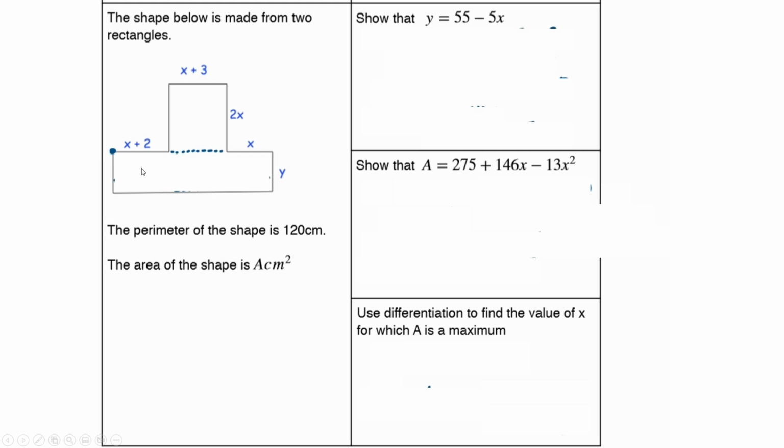So how do I work out a perimeter? Well, I'm going to start at my little dot here. I'm going to work my way all the way around clockwise. I'm going to build up an equation with my perimeter in. So let's do that.